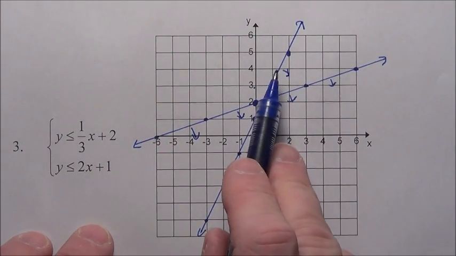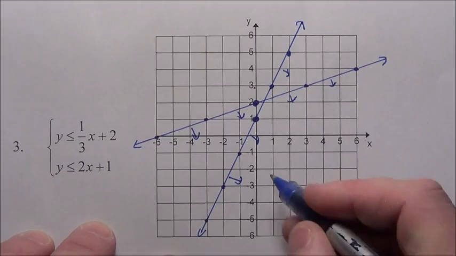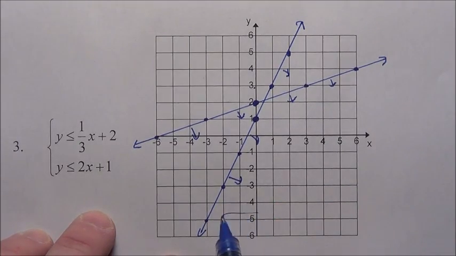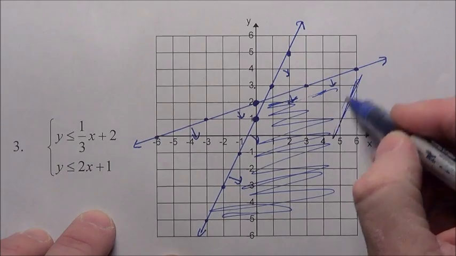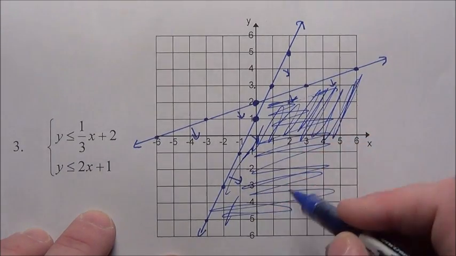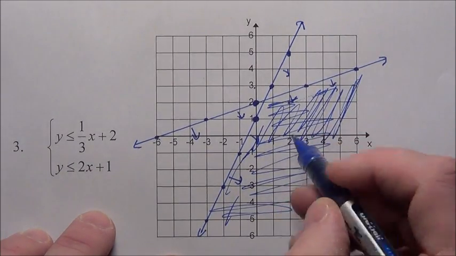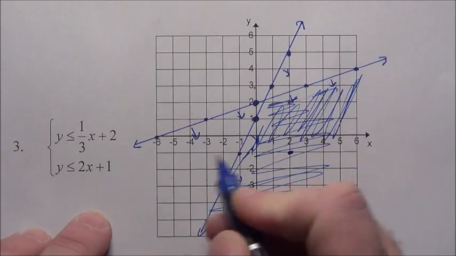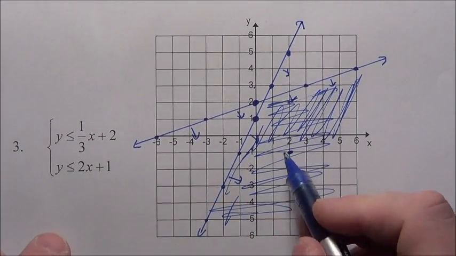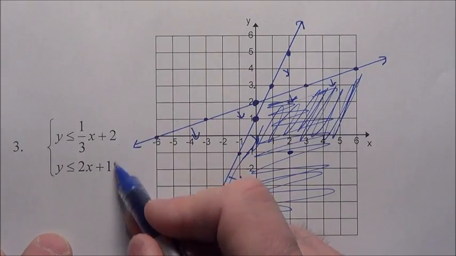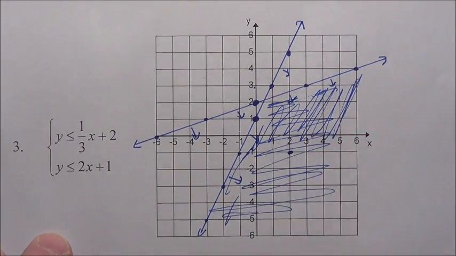So if I shade underneath here and underneath here, the points that they have in common are all right in here. This section right in here, a point like (2, -1) will make this true and that inequality true. And that's what we're looking for, points that make both these inequalities true. So this is the section I shade right here, and this is how my graph should look.